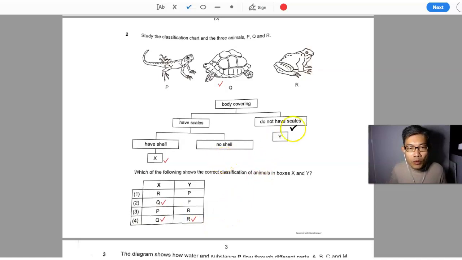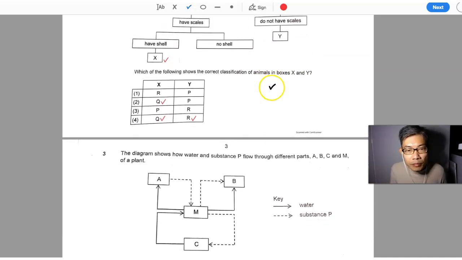So this one requires you not to just look at the flowchart. You also have to understand the classification here, and know some simple examples from your textbook of what could be amphibians and what could be reptiles.